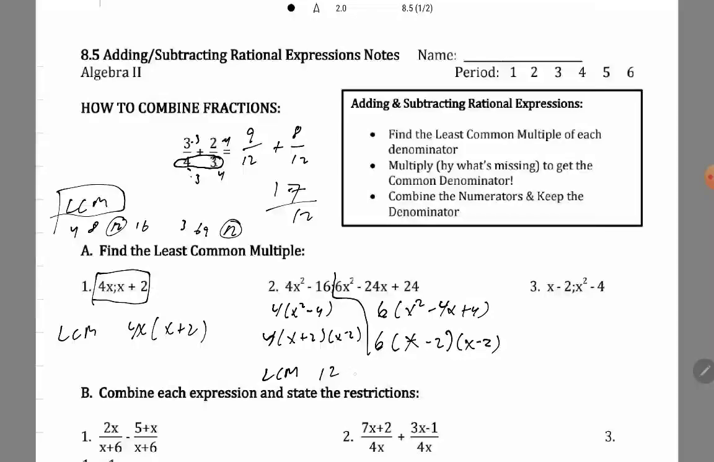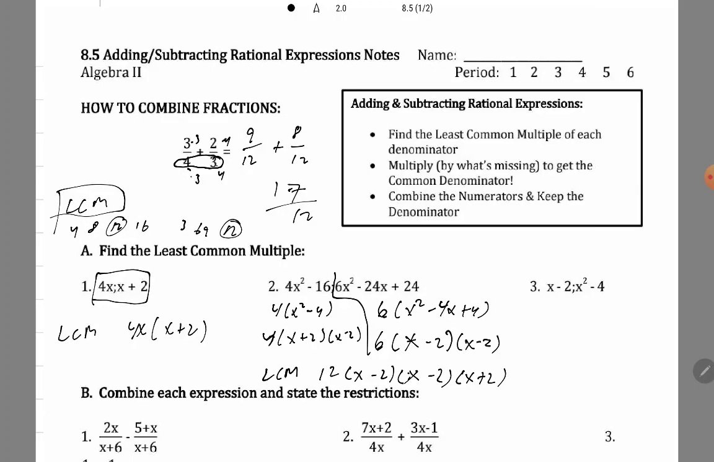And then we just tack on basically everything else. So the left side has 1 x minus 2, but the right side has another x minus 2. So we're going to put both. And then the left side has an x plus 2. So that is our lowest common multiple.